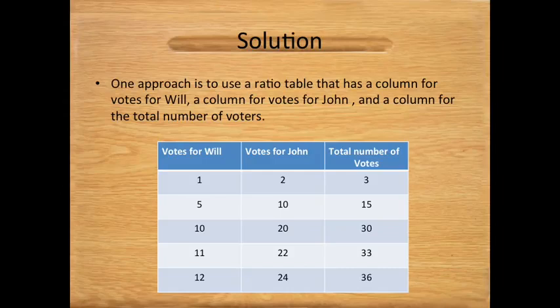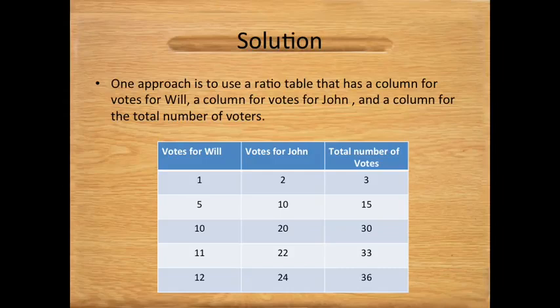If Will got 1 vote, then John got 2 votes. That's a total of 3 votes. If Will got 5 votes, because the ratio is 1 to 2, and if I use that multiplicative identity, multiplicative reasoning, we can state that if Will got 5 votes, then John got 10 votes, and that accounts for 15 votes.